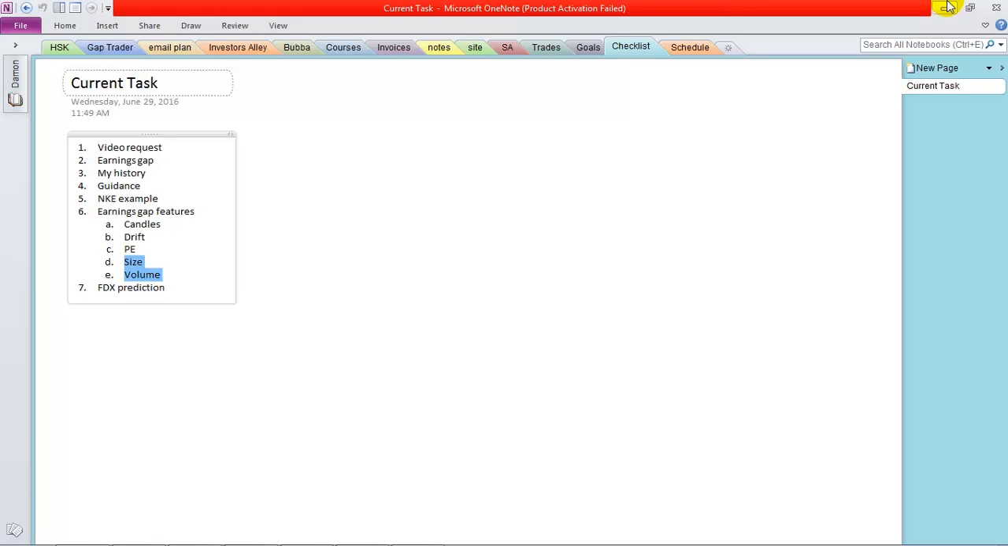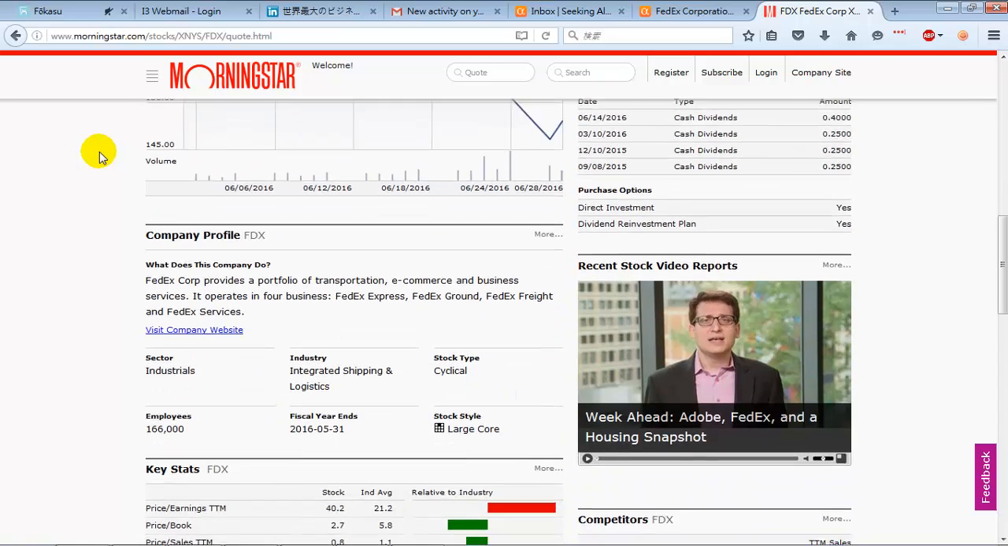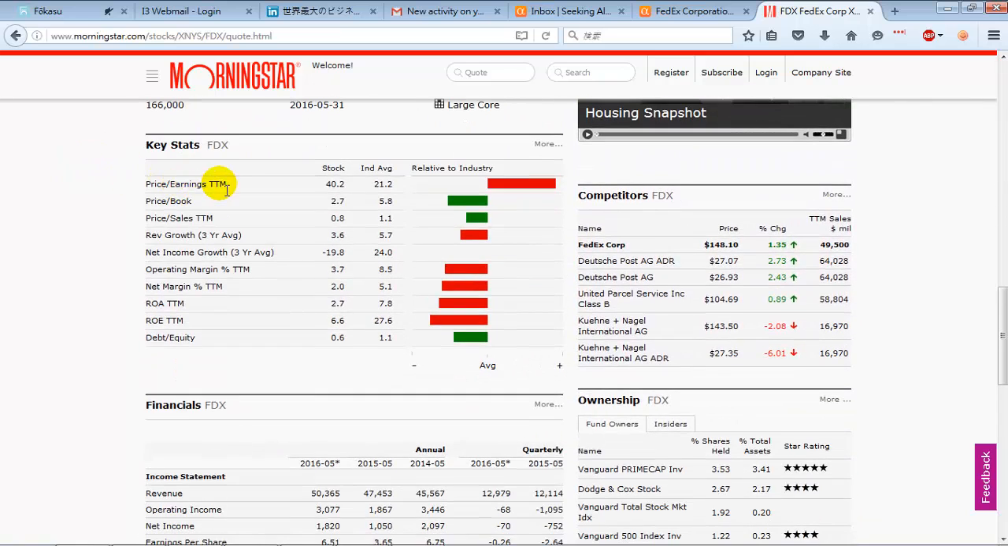All right. So price to earnings, what you do is you go into Morningstar, type in your ticker, and then you scroll down to price to earnings, and all you have to do is look at whether it's red or green. Red is bad, green is good. Red means the stock is overpriced relative to the industry. The other stocks in the industry have lower price to earnings ratios, and green is vice versa.